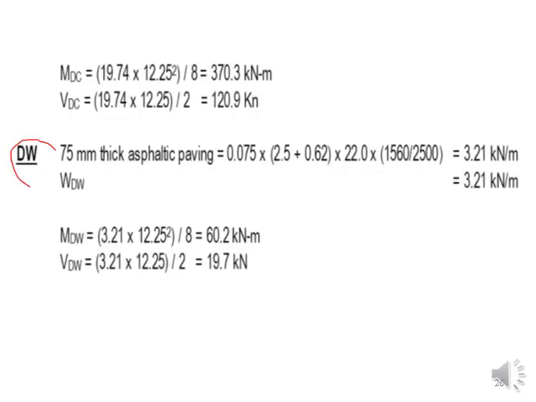Then comes the wearing surface. Similarly, only that particular distance has changed. Now the overhang part is included from the other side, so that is going to give you 3.21, and you get your answer.